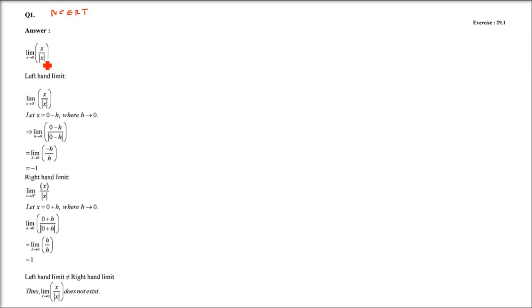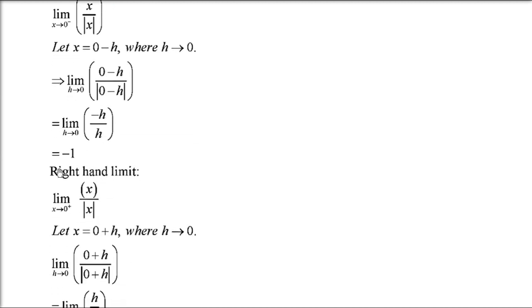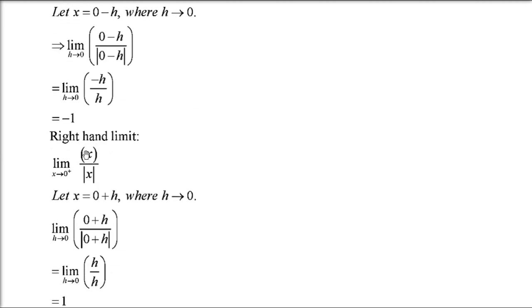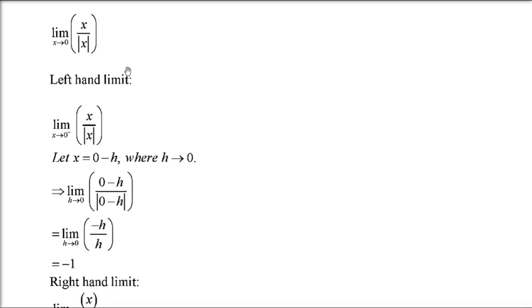Here we have a function, and we have to show that this function does not have a limit. So let me tell you, this is the limit as x tends to 0 of x by mod x, the absolute value of x. We'll find the left hand limit and the right hand limit, and if they are not the same, that means the limit does not exist.